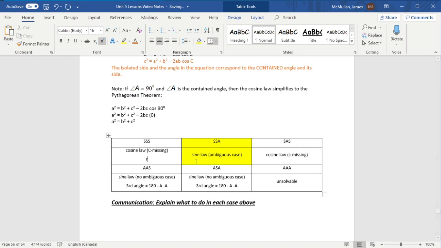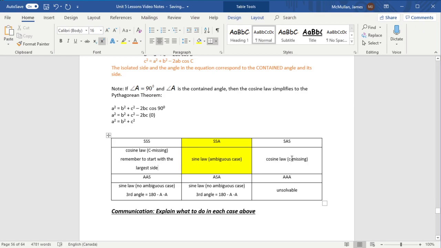Remember, in this case, start with the largest side. Well, I guess I shouldn't say that there's nothing you can do. Start with the largest side. For this one, let's say avoid sine law on the largest side, and then you will avoid it. Okay.